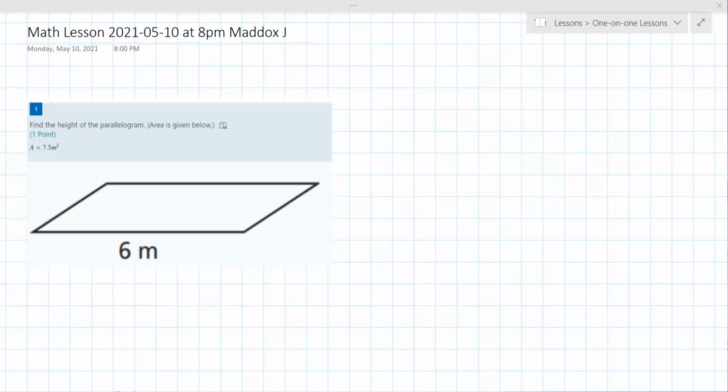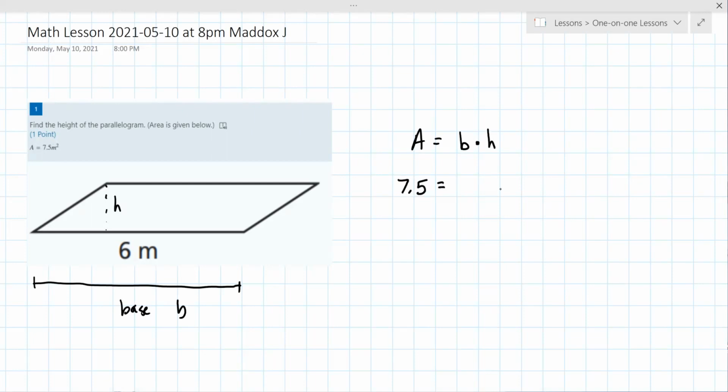Okay. If you're seeing my screen, you see find the height of the parallelogram. The area is given below. So the formula for the area of a parallelogram is base times height. This is the base down here. Base, or the B. The height is this length here. We don't have that, but we know the area is 7.5. So 7.5 is the area. The base is 6, so we have to find the value of the height.